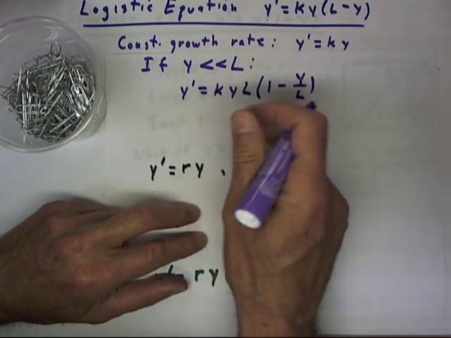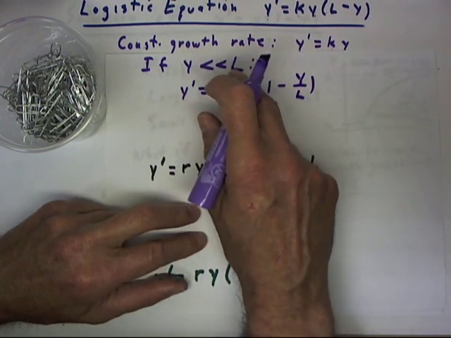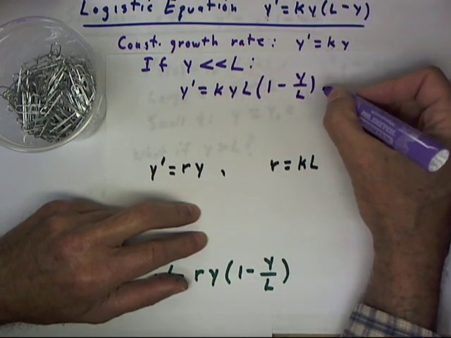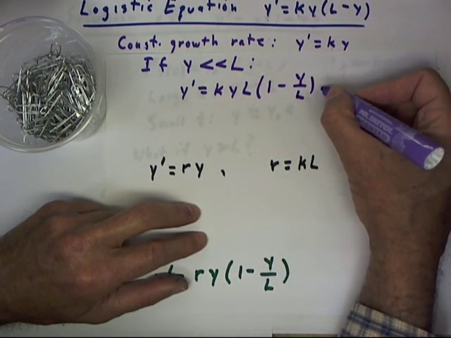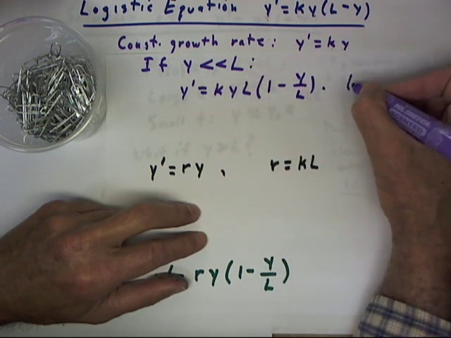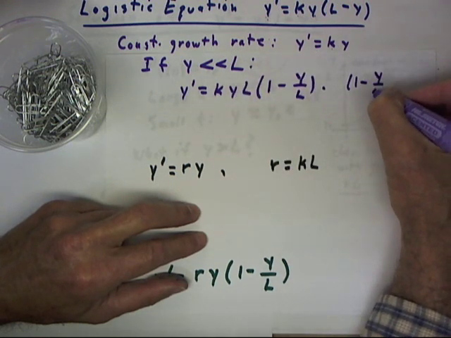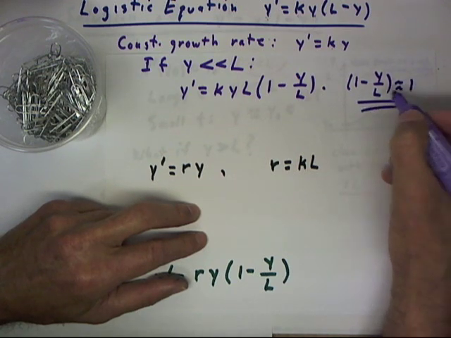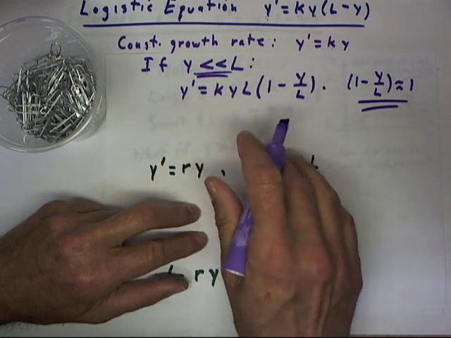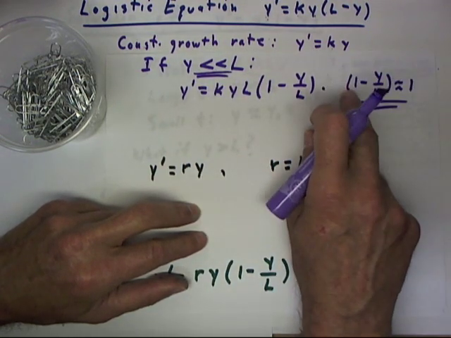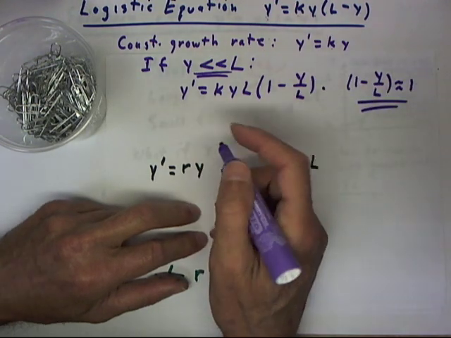Now, this form does not depend on y being much less than L. This is clearly equivalent to this for any value of L. But we can now say that 1 minus y over L is approximately equal to 1, again, provided y is much less than L. If y is much less than L, then y over L is a small fraction, and 1 minus it is close to 1.